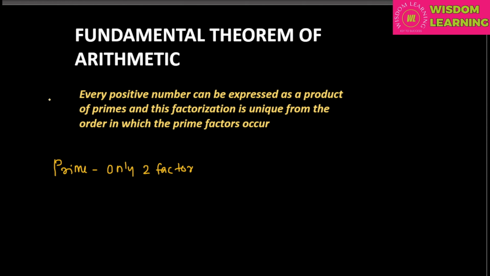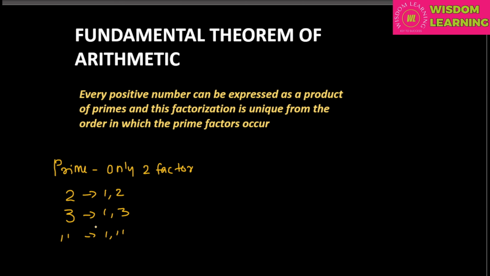For example, 2 is a prime number. What are the factors of 2? 1 and 2. Similarly, 3 is a prime number. What are its factors? 1 and 3. Similarly, 11 is another prime number. We can write the factors 1 and 11. So that means only two factors, 1 and itself. Numbers that have such factors are called prime numbers.